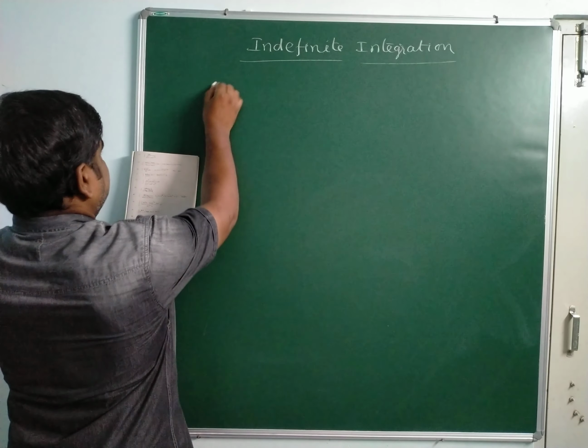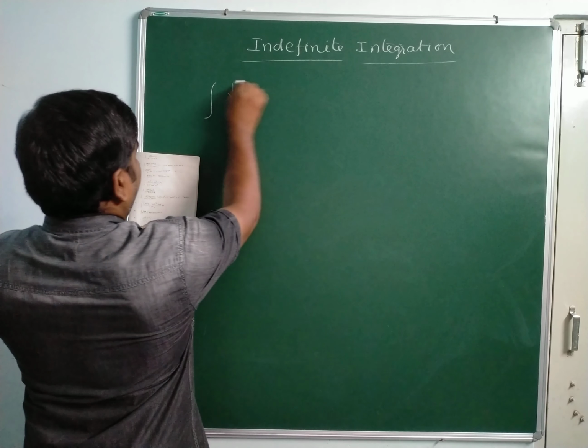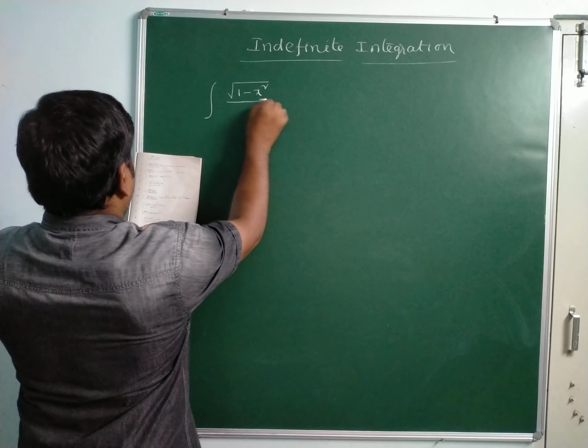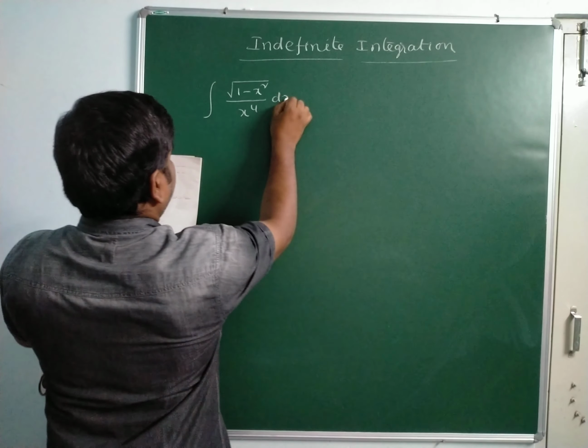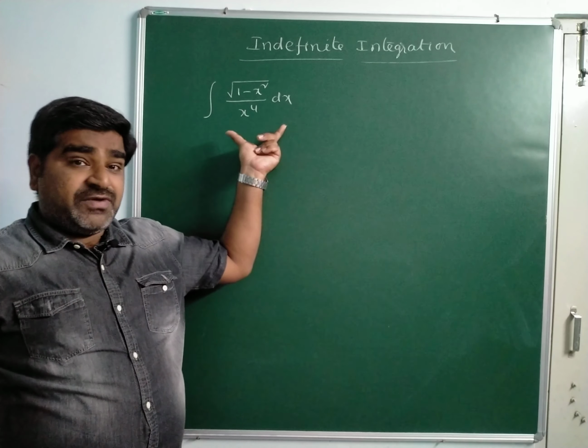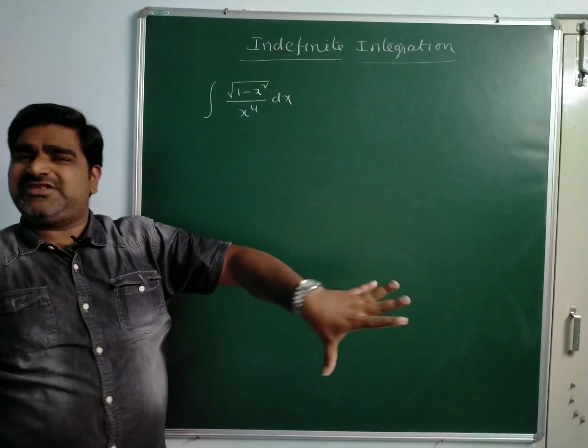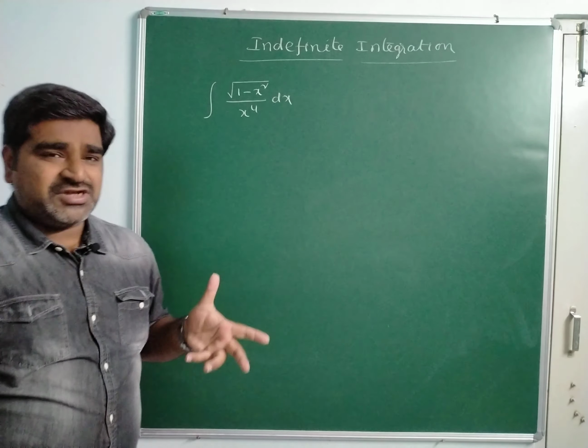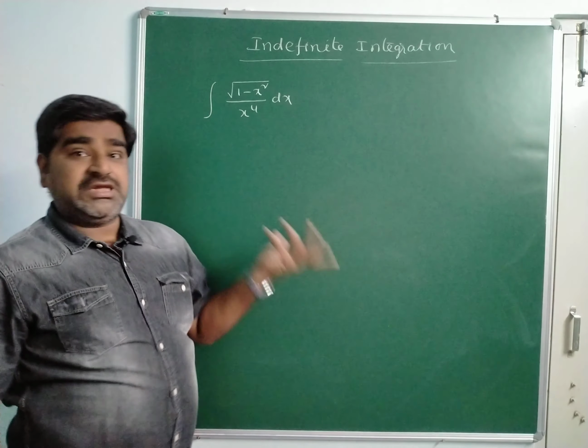Right. The next question is like this: integral square root of 1 minus x square by x to the power of 4 dx. This is also a previous mains question. Let us see how difficult it is.